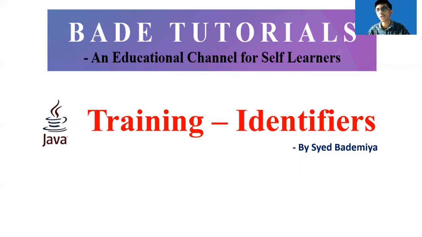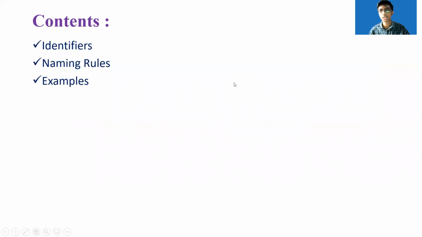In our previous videos, we have gone through the features of Java and the introduction to Java, and we have gone through how to install Java into our system. Now in this video, we are going to see what Java identifiers are and what the naming rules for them are. Now let's see each in detail. These are the contents we are going to see today: what are Java identifiers, what are the naming rules, and the examples for it.